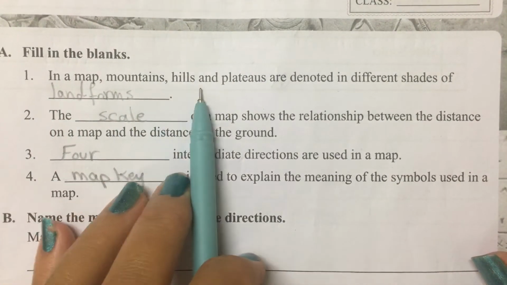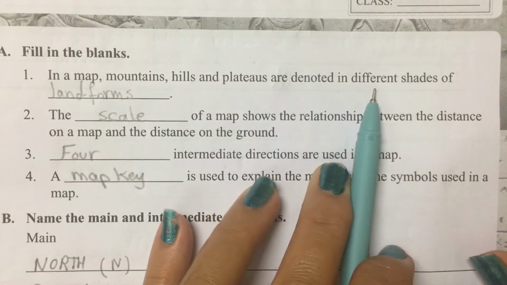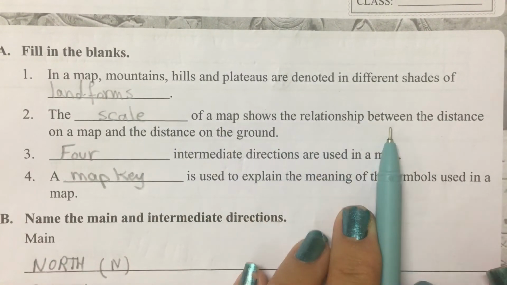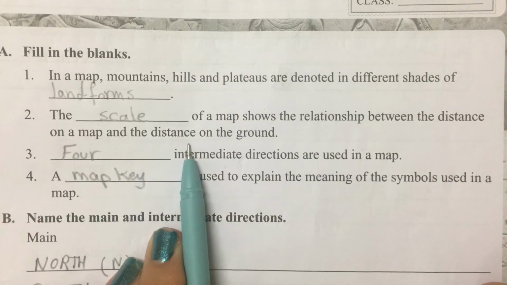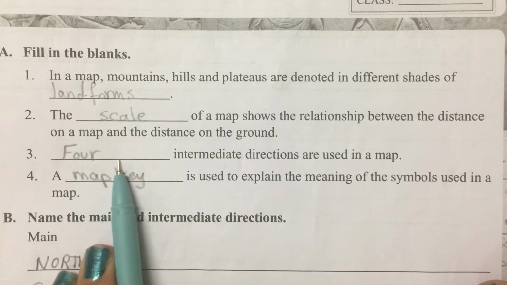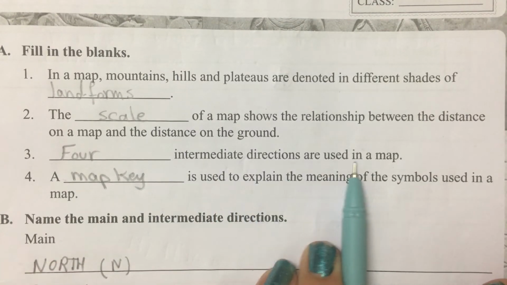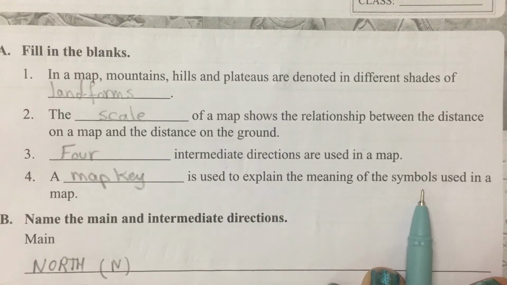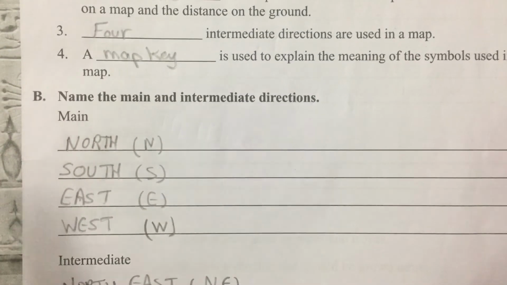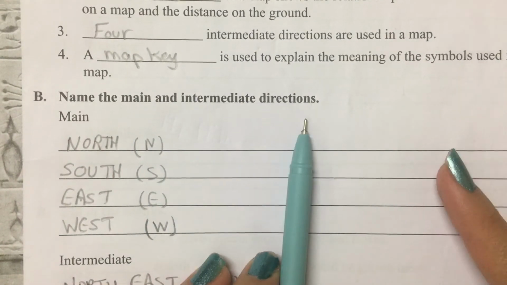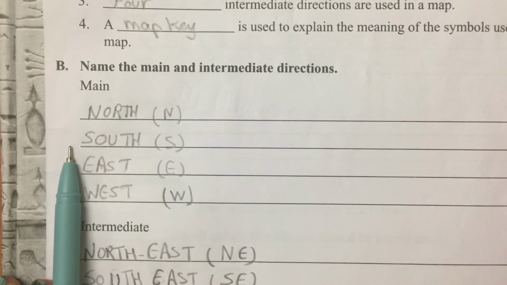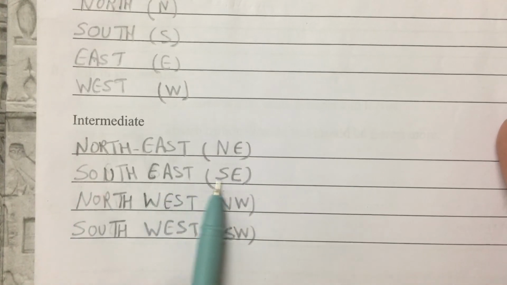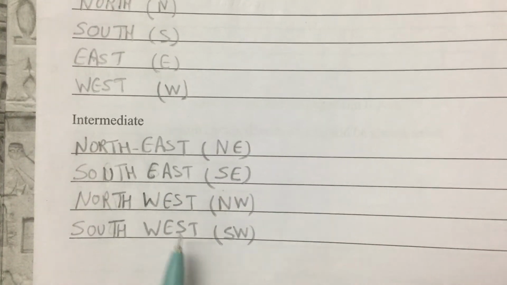In a map, mountains, hills, and plateaus are denoted in different shades of color. Number 2, the scale of a map shows the relationship between the distance on a map and the distance on the ground. Number 3, 4 intermediate directions are used in a map. And number 5, a map key is used to explain the meaning of the symbols used in a map. Name the main and intermediate directions. The main directions are north, south, east, and west, and the intermediate directions are northeast, southeast, northwest, and southwest.